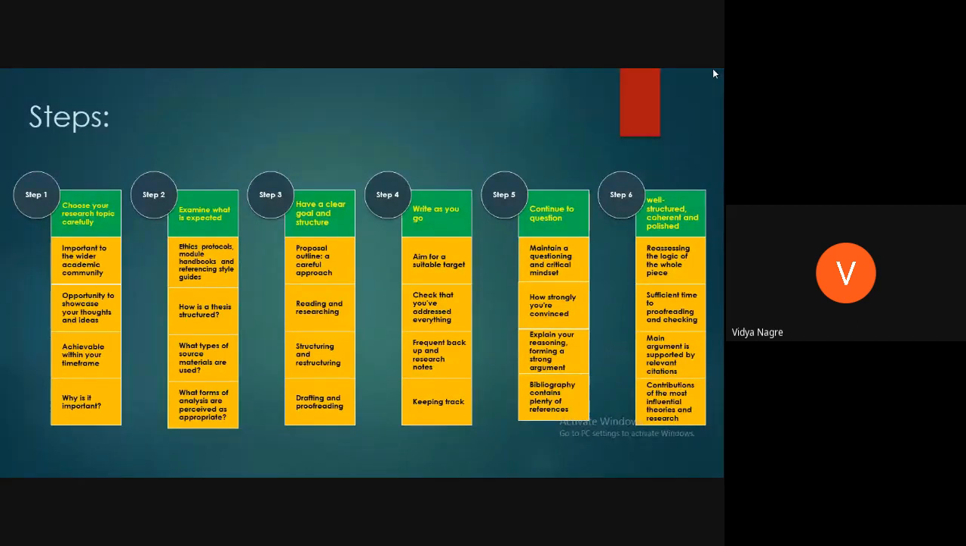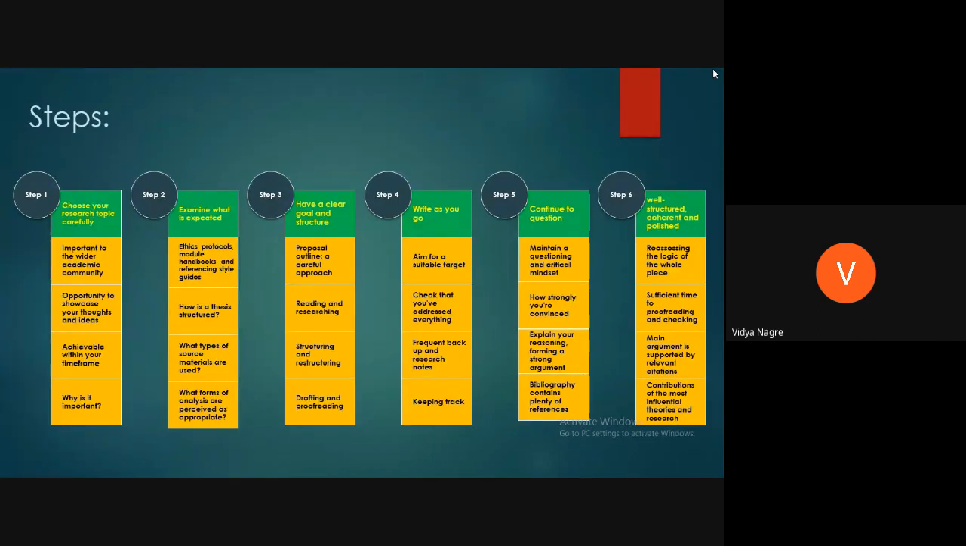Then reassessing the logic of the whole piece. Please read your thesis from start to end before submitting. Then find out if somewhere it's going illogical, somewhere it's losing the chain. Many times it may happen that the first paragraph is not matching with the second paragraph, or one chapter has to match with the second chapter. It has to go hand in hand. If your thesis has 5 chapters, the first chapter should be interlinked with the second, the second with the third, the third with the fourth, the fourth with the fifth. And it should lead to the conclusion. So please maintain that logical order.